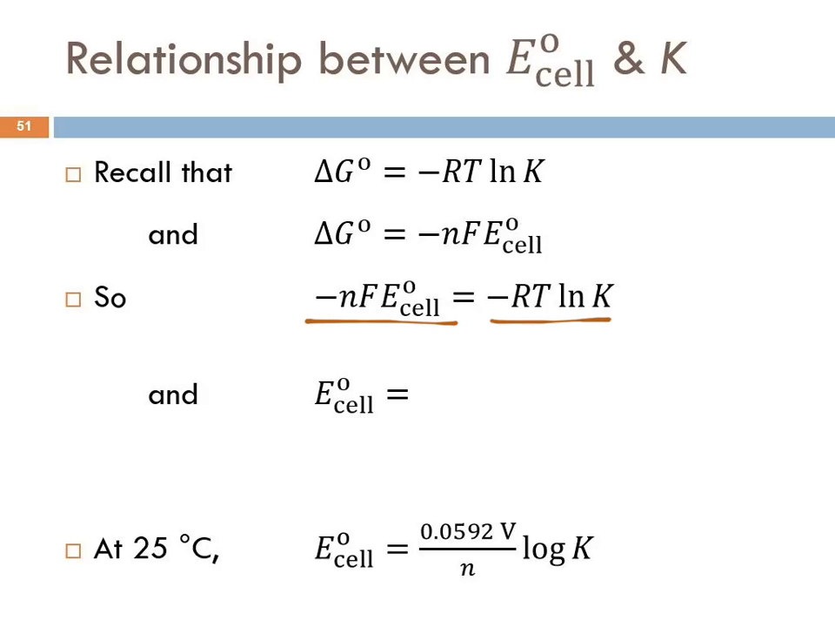So we're going to solve for Ecell. I'm going to divide by negative nF on both sides. So that cancels, this cancels, and the negative cancels. So Ecell is RT over nF times the natural log of the equilibrium constant.